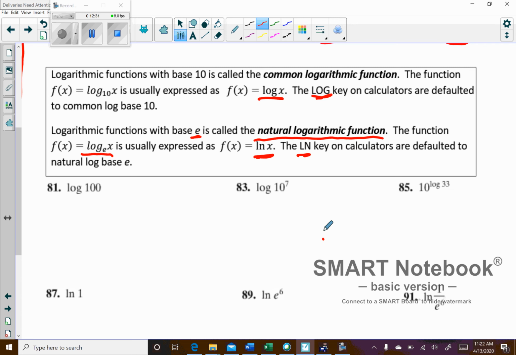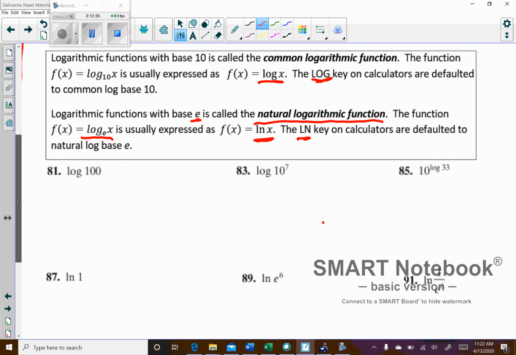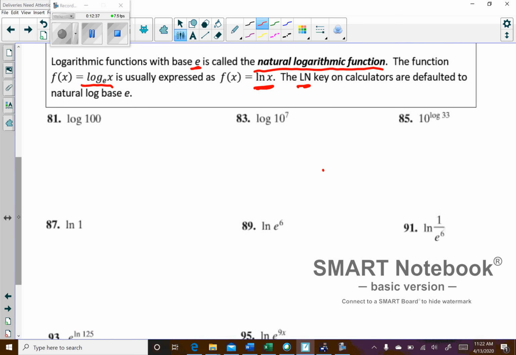Okay, so I'm going to go ahead and simplify these once again without using a calculator. And so what we're doing here on 81, this one is log of 100. The hardest thing in math a lot of times is trying to figure out what they're asking. So what you have to remember is the base here is understood as 10 because they didn't write it. So they're basically asking you, 10 to what power gives you 100? So 10 raised to the power of 2 is 100. That's your answer right there.